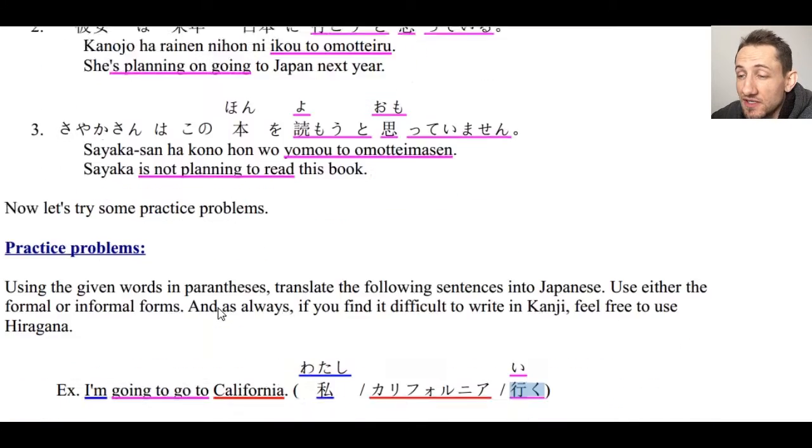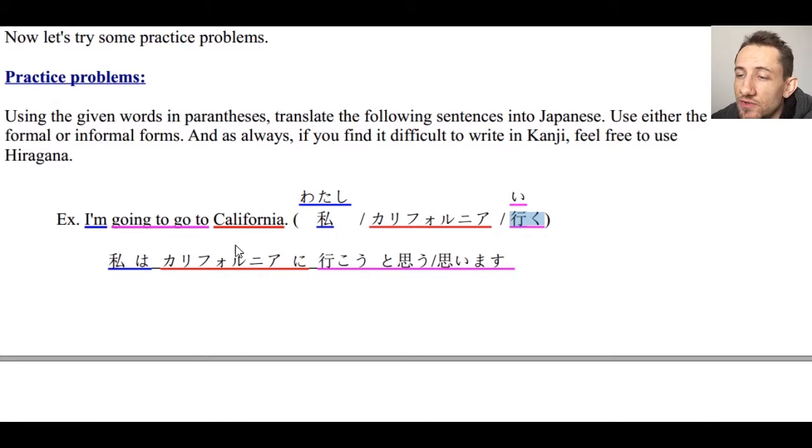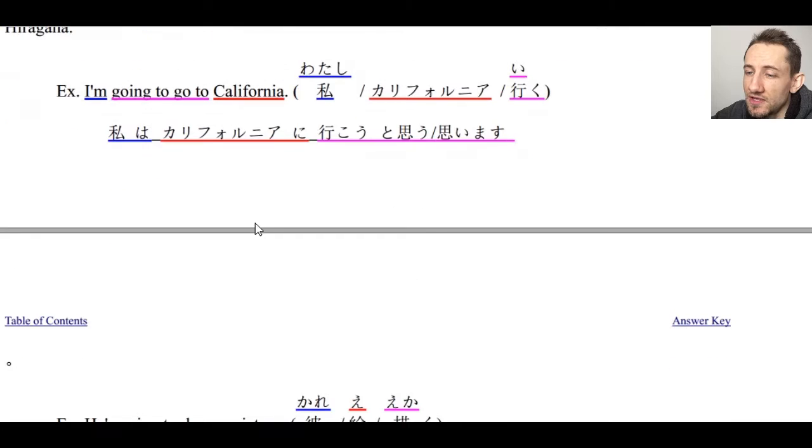Alright, so now let's look at some practice problems. So basically, all we're going to do is take the given English sentence and translate it into Japanese using the grammar structure that we have just studied. And if you need a little help, you can use the given Japanese words to help make the sentences. So for example, we have, I'm going to go to California. That is my intention, that is my plan. So we have, 私、カリフォルニア and 行く. So 私はカリフォルニアに行こうと思う or 行こうと思います. So that's my intention. I'm going to go to California.